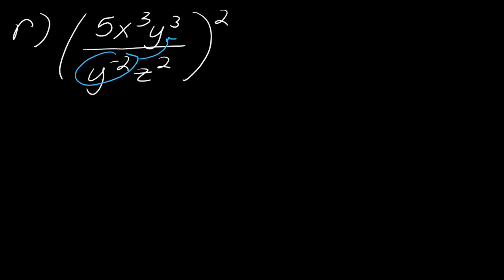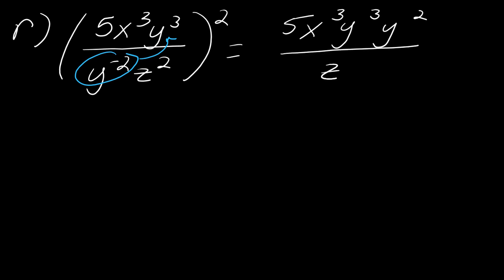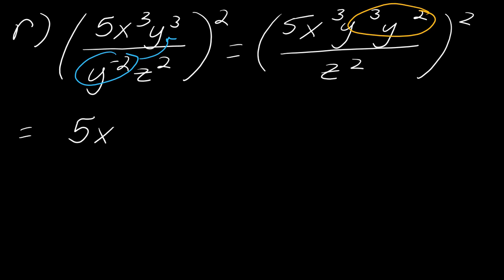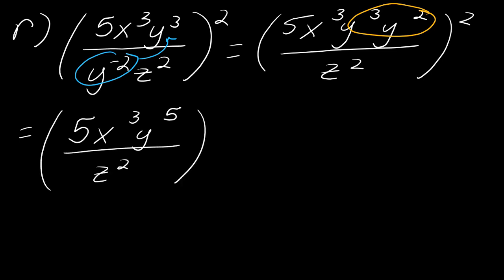So let's start there. So this will be 5x to the 3rd, y to the 3rd, and then I'm going to bring that y squared up. And then I have this z squared in the bottom. Okay, so the nice thing is then, before I square the outside here, what I can do is I can add these. So this will be 5x to the 3rd, y to the 5th over z squared, and now I can square everything.